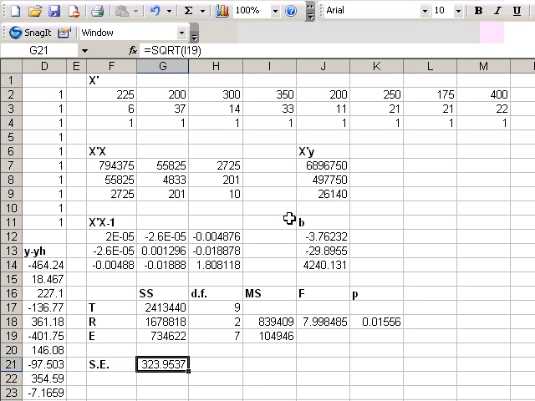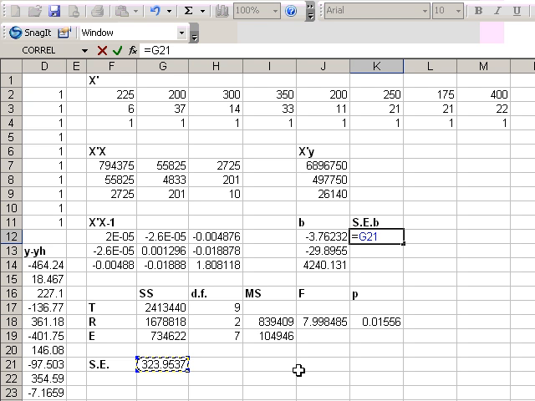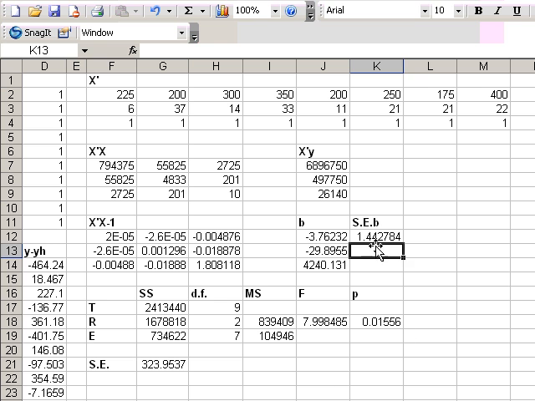The standard errors for the B's, which will go here, are calculated using the standard error of regression and the main diagonal values in X prime X inverse. The first standard error value is equal to standard error times the square root of the main diagonal entry here. And when I hit enter, I get a standard error of 1.4.